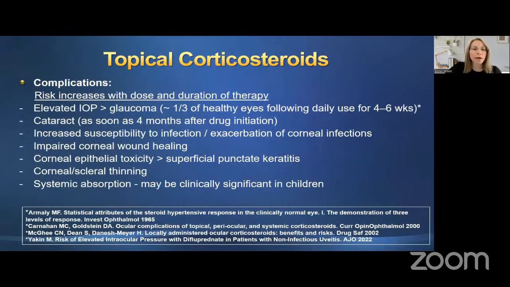Topical corticosteroids may have complications, and the risk increases with dose and duration of treatment. Elevated intraocular pressure may be found in 1/3 of healthy eyes following daily use for several weeks, and this may, of course, cause glaucoma. Cataract may be seen as soon as 4 months after drug initiation. Other complications include increased susceptibility to infection or exacerbation of infections, impaired corneal wound healing, corneal epithelial toxicity, corneal or scleral thinning, and in children, systemic absorption when they use high doses of corticosteroids for a long time.